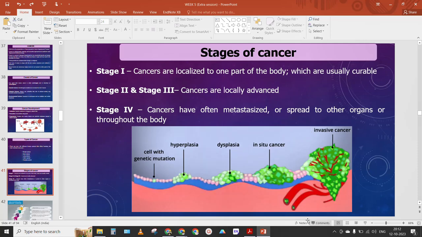As you can see in the example in this figure, a cell with a genetic mutation is a single cell. This green one is considered a cancerous cell. Then hyperplasia of that cancer cell, dysplasia, in situ cancer and invasive cancer in that particular organ lead to the cancers.